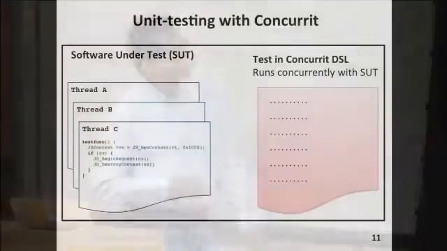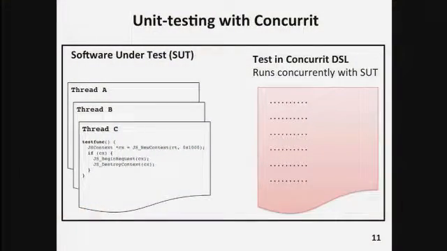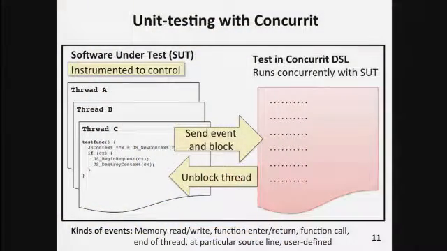I'm going to describe what the DSL looks like. Here is how it works. The software under test, we instrument it, and it generates events in a similar way as Immunity does. But whenever it sends events, it gets blocked by the Concurrit DSL. And the Concurrit DSL, based on its logic, unblocks the thread from time to time. So let me show you what a Concurrit test looks like.